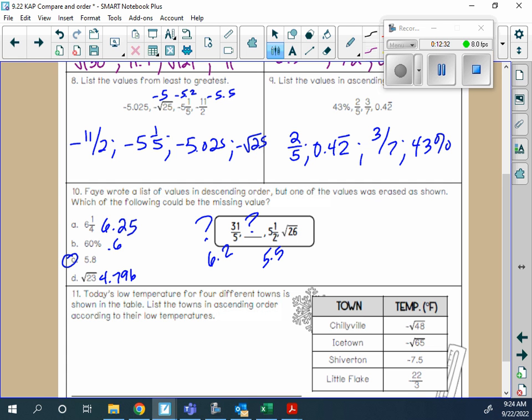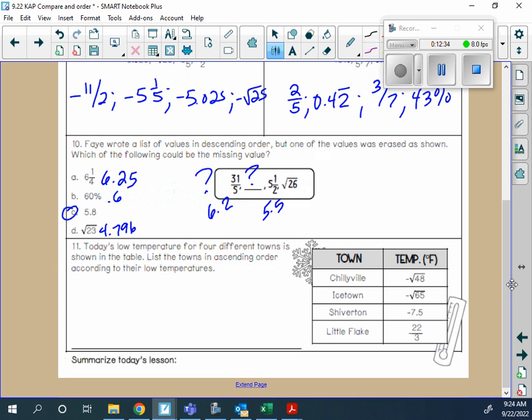Right? Okay. And then today's low temperature for 4 different towns is shown in the table. List the towns in ascending order. So again, that's what? The least to greatest, right? And then when you list them, you're supposed to list the towns. So which town did you guys get first? Icetown, and then what? Shiverton, and then what? Little Flake, and then Chillyville.